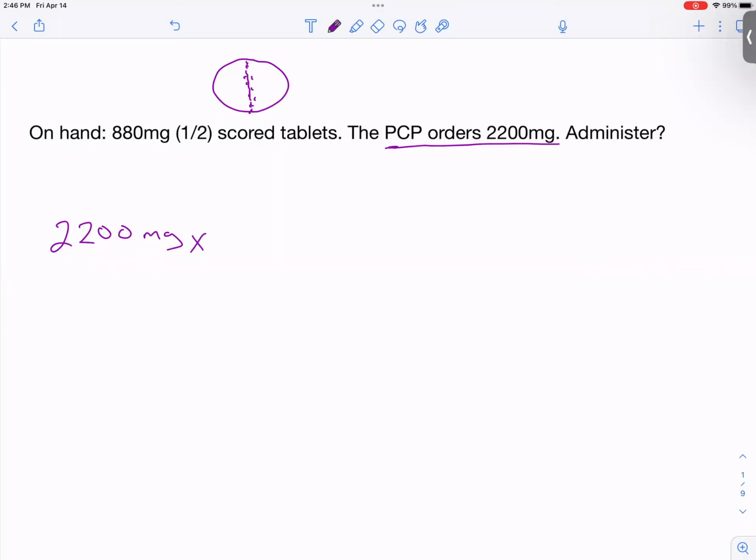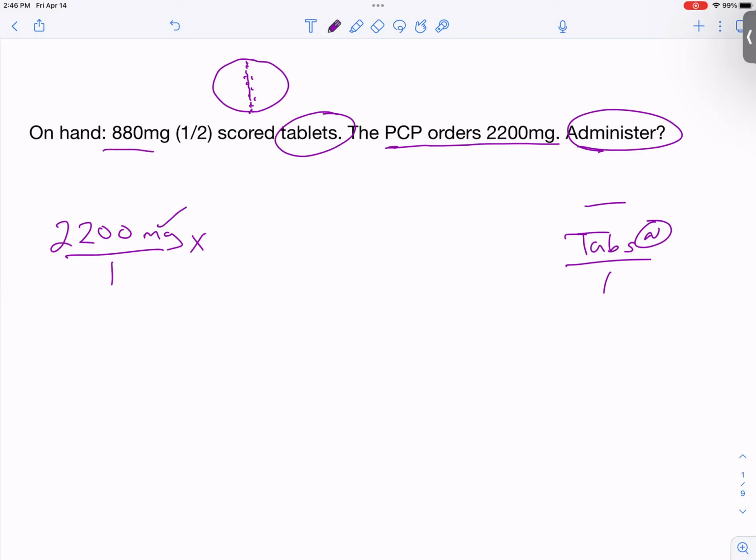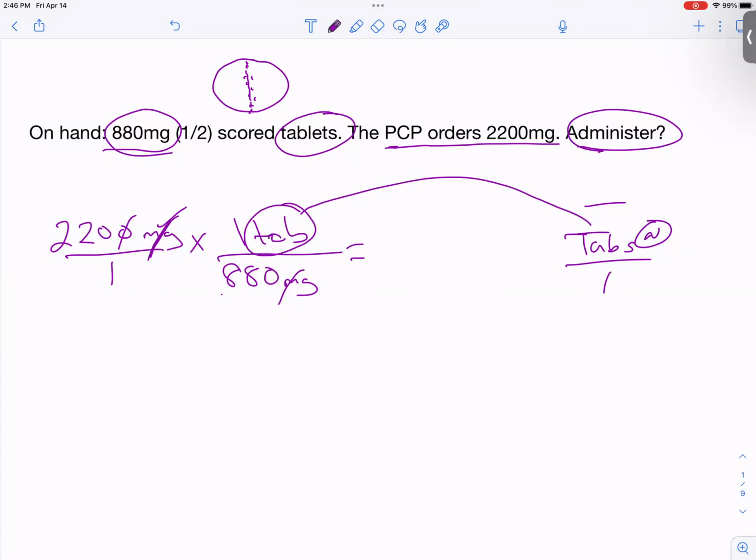So what am I administering? Well, it only comes in tablets, so that's what I'm given. And I do the same steps over and over and over, and I really encourage you to do it, even if it's annoying. All right, so how do I get rid of milligrams and get to tablets? Well, I go to my problem. The tablets are available in 880 milligrams in every tablet. So cross off my milligrams, and I have tablets left. So I can actually cross off my zeros if I want to, but that was not intentional.